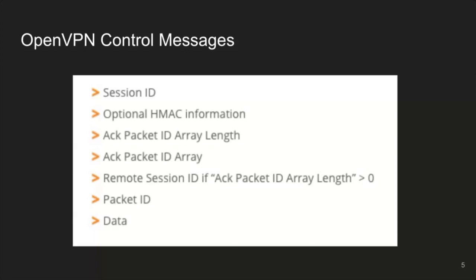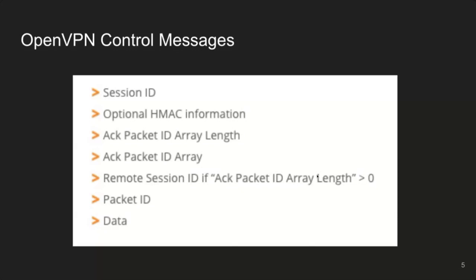There's an optional HMAC information, so you can actually have some authentication. You can either enable or disable some authentication up front on the TLS portion. And then they have some structures in here where they will acknowledge packets that they've received previously. Just like I was talking about with TCP, it's going to work the same way. OpenVPN is going to say, hey, I got such and such, and if the other side finds it missing, it's just going to end up retransmitting it.